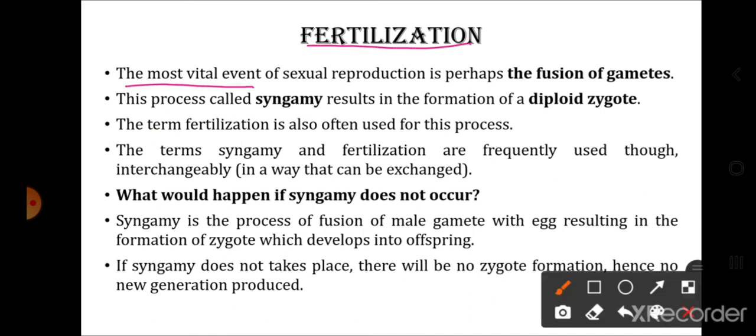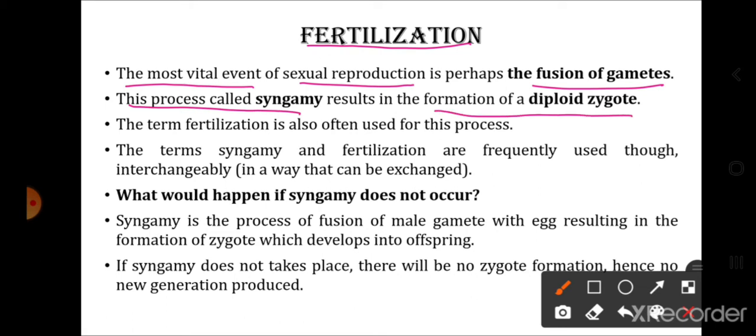The most vital event of sexual reproduction is the fusion of gametes. So what is fertilization? How can we define it? The fusion of male and female gametes is called fertilization, which is also called syngamy. This process is called syngamy, which results in the formation of the diploid zygote.